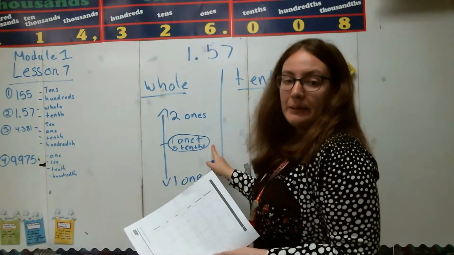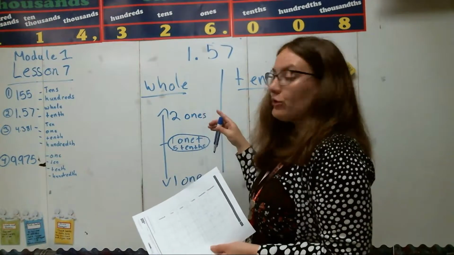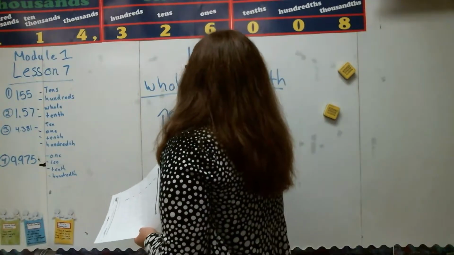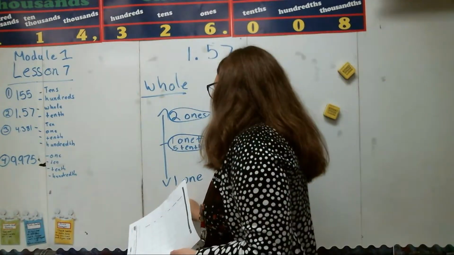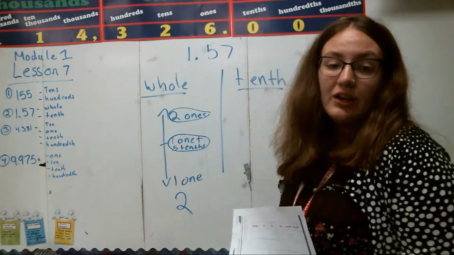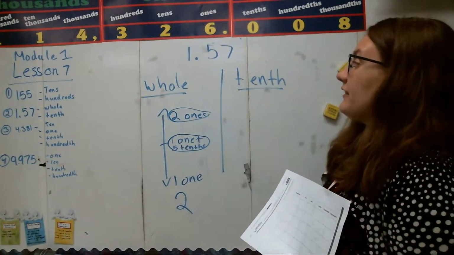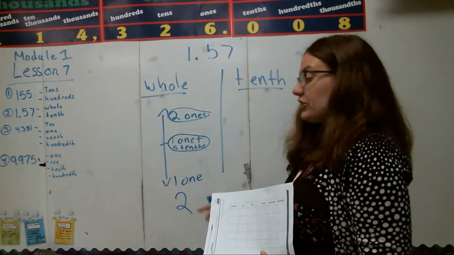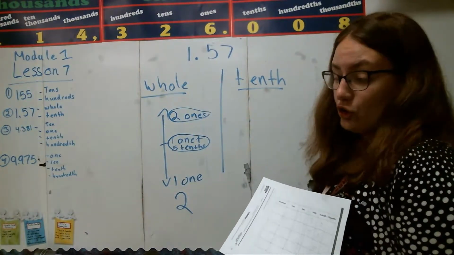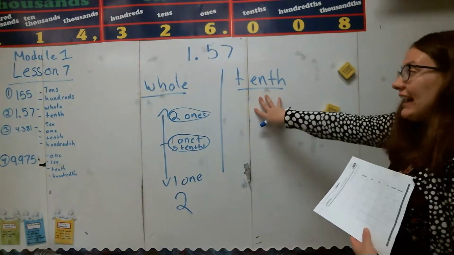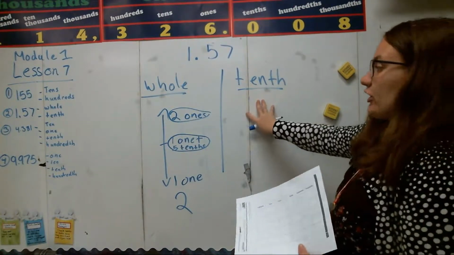And remember, since my number is falling at the midpoint, that means it's going to round up to 2 ones. And 2 ones, we could just write as the number 2. So when I think about 1 and 57 hundredths, where does that round to for the nearest whole number? It would round to the number 2. Now for the tenths, this is where it gets a little bit trickier again.